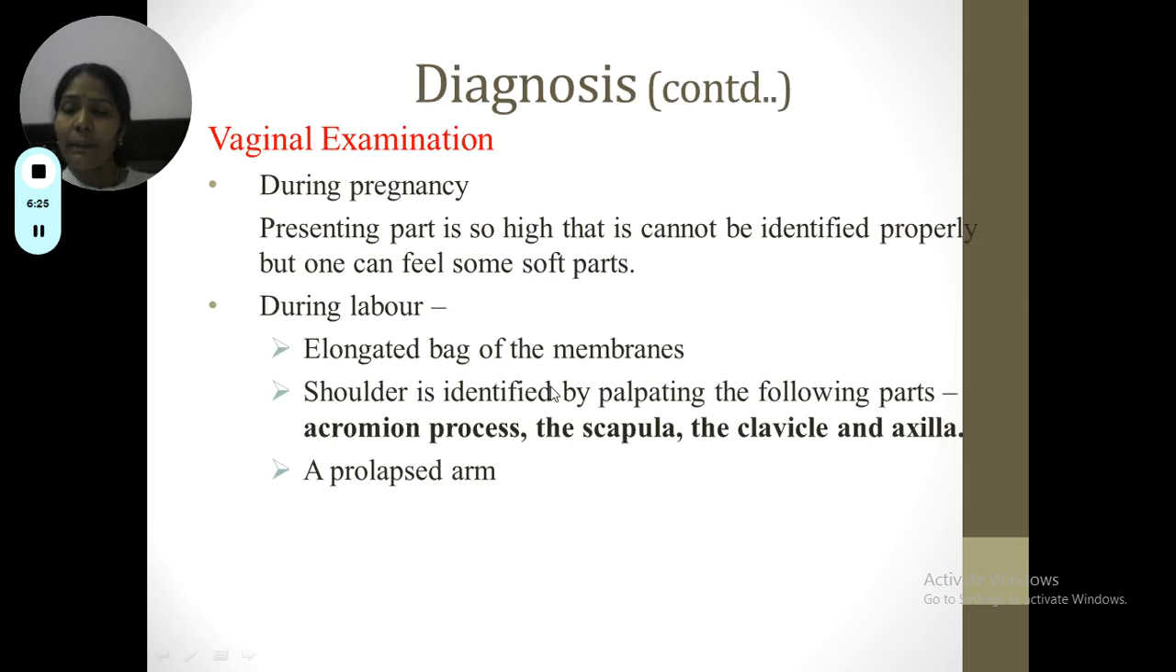After ultrasound, we go with the vaginal examination, which is done during pregnancy. During pregnancy, in a transverse lie, when we do a vaginal examination, the presenting part is so high that it cannot be identified properly. But sometimes small fetal parts like the fingers or the cord can be palpable, and small limb buds can also sometimes be palpable. But most of the time the lower segment will feel empty.